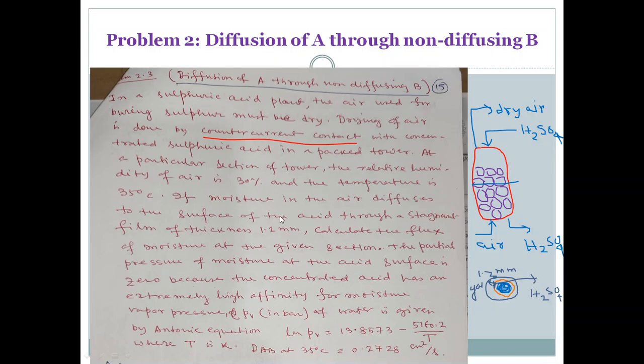So for this calculation, identification of the problem, which category it falls under, is very important. It may be diffusion of A through non-diffusing B, or equimolar counter diffusion, or non-equimolar counter diffusion, which is very similar except that the stoichiometry is different. But first you have to identify which category your problem falls under. In this case, this is diffusion of A through non-diffusing B.